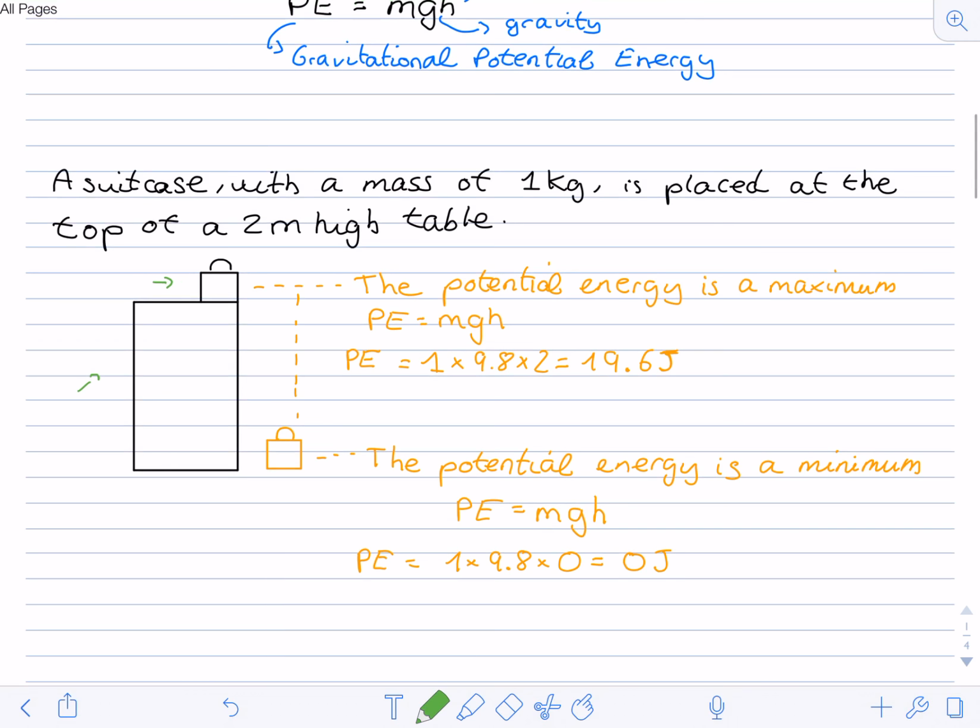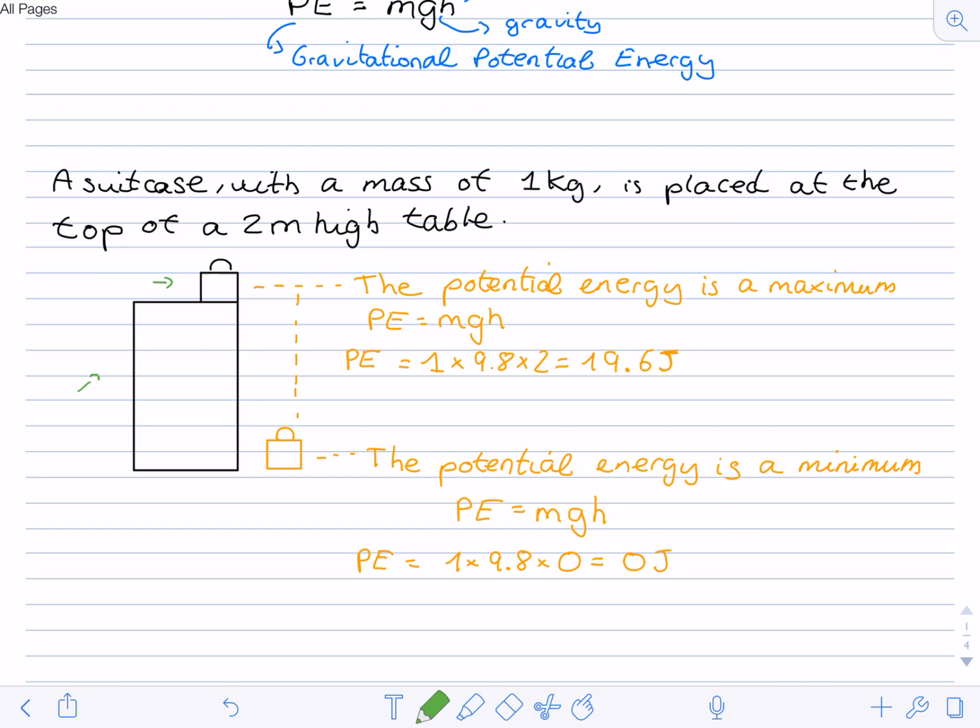If we apply the equation, it's going to be 19.6 joules. So it's going to have its maximum potential energy because it's 2 meters above the ground. But when the suitcase is halfway down, 1 meter above the ground, it would have half of its maximum potential energy, which would be 19.6 divided by 2.